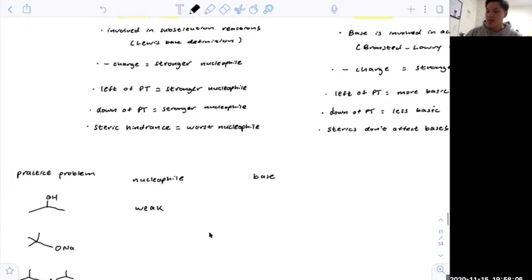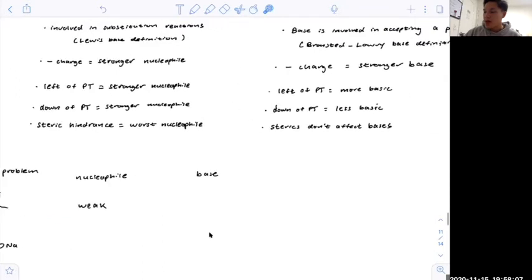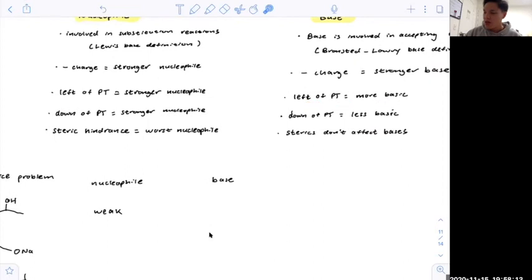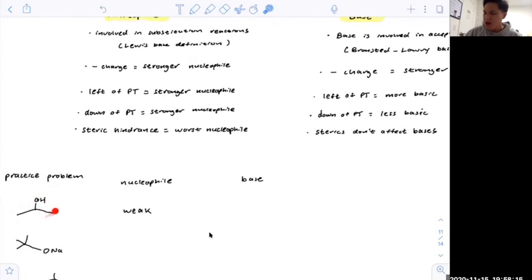Let's see in terms of bases. Negative charges make stronger bases. We don't have a negative charge. Left of the periodic table is more basic. Right here, we are sort of left of the periodic table, but not really. Down of the periodic table is less basic. This is sort of down, but not really. And sterics don't affect bases. This is sterically hindered, but it's still a weak base because we don't have any of the promising features of a strong base, which are the negative charges and the left of the periodic table versus down.